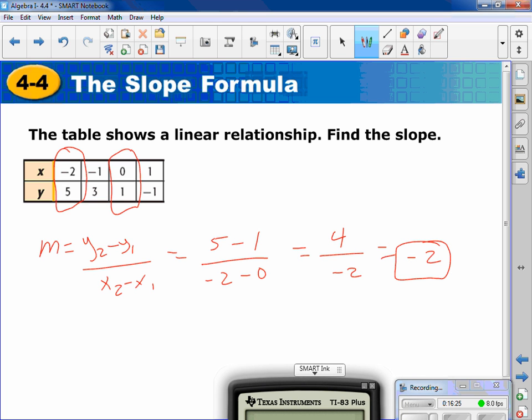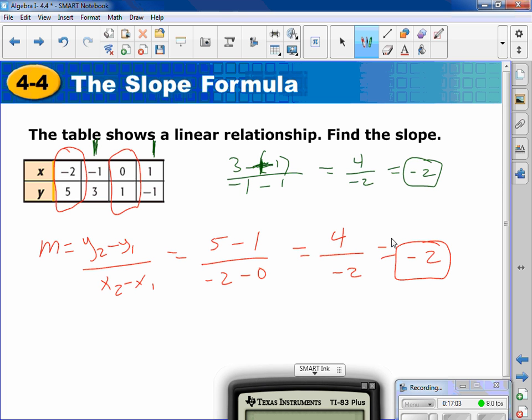But maybe someone else wanted to pick different points. Maybe someone liked this one and this one. 3 minus -1 over -1 minus 1. Negative negative makes a positive. 3 plus 1 is 4. -1 and -1 is -2, not 0. 4 divided by -2 is -2.